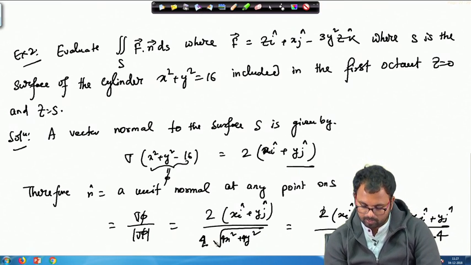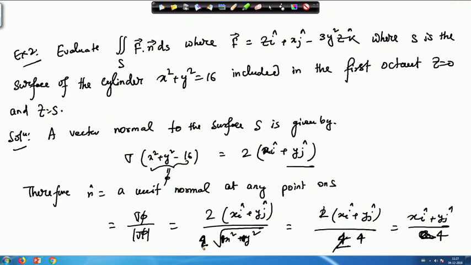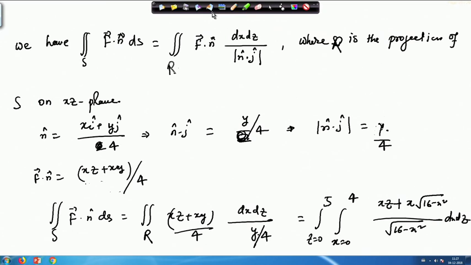Yeah, so here there is a small mix up. It is just that here it will be x square plus y square, this 2 will come outside, and since x square plus y square equals to 16, it will be 2 times 4. So, 2 will get cancelled. So, we will obtain simply 4. Yeah, sorry about that mix up. And then when we take the dot product, this will be y by 4, and this will be xz plus xy by 4. So, ultimately they get cancelled. So, they really do not affect anything. It is just that we have to be a little bit careful.